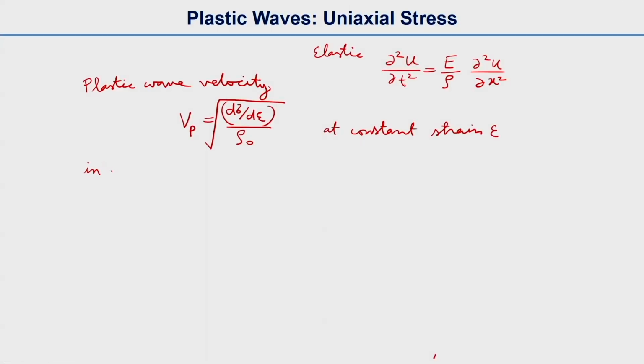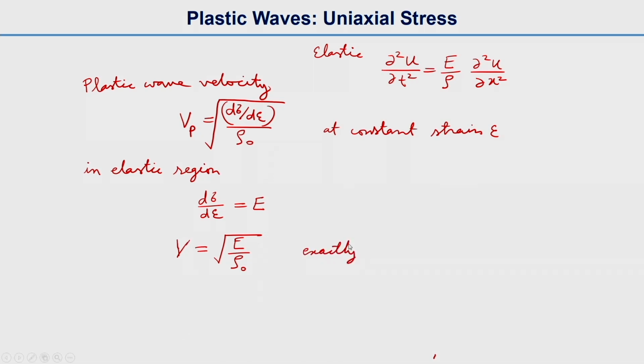And again, if we see in the elastic region, as we know, the slope of the curve is E. So if we substitute that, our V will be equal to the square root of E by rho naught, which is exactly the same as the elastic wave velocity.